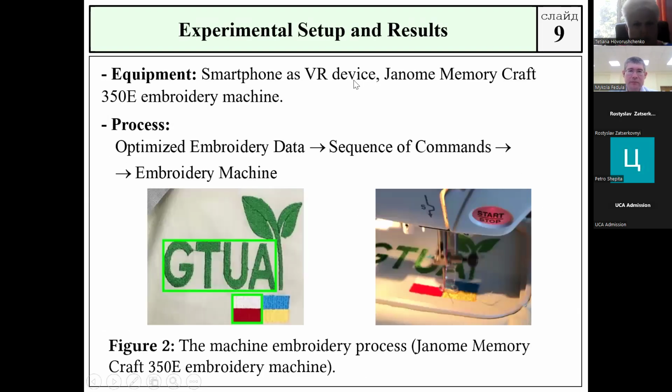Expression 9. The experiment setup and results. The equipment is as follows. A smartphone is used as the VR device, and the Genome Memory Craft embroidery machine is used for the embroidery technological process. The process is as follows. Optimized embroidery data is transformed into a sequence of commands and transmitted to the embroidery machine.